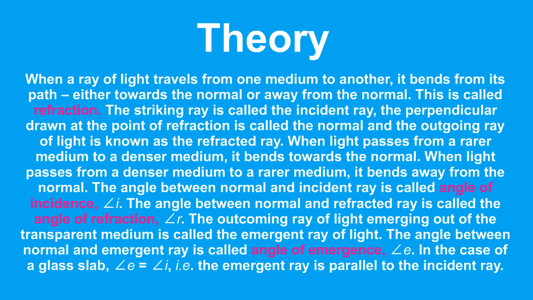The angle between normal and incident ray is called angle of incidence. The angle between normal and refracted ray is called the angle of refraction. The outcoming ray of light emerging out of the transparent medium is called the emergent ray of light. The angle between normal and emergent ray is called angle of emergence. In the case of a glass slab, the angle of emergence is equal to the angle of incidence. That is, the emergent ray is parallel to the incident ray.